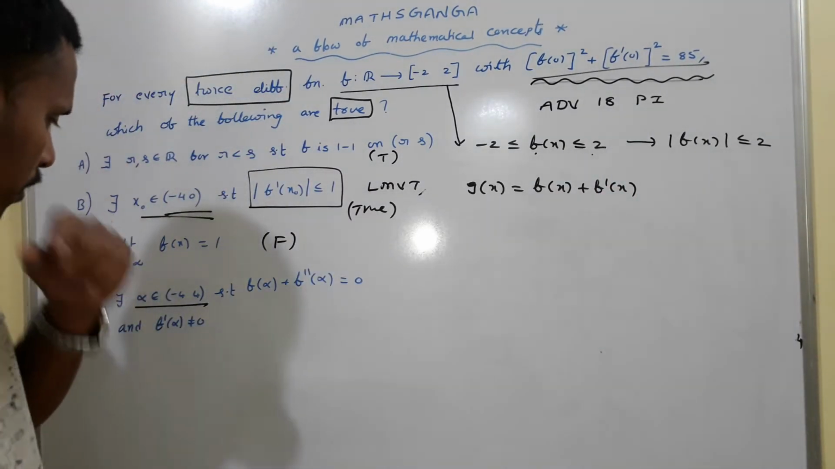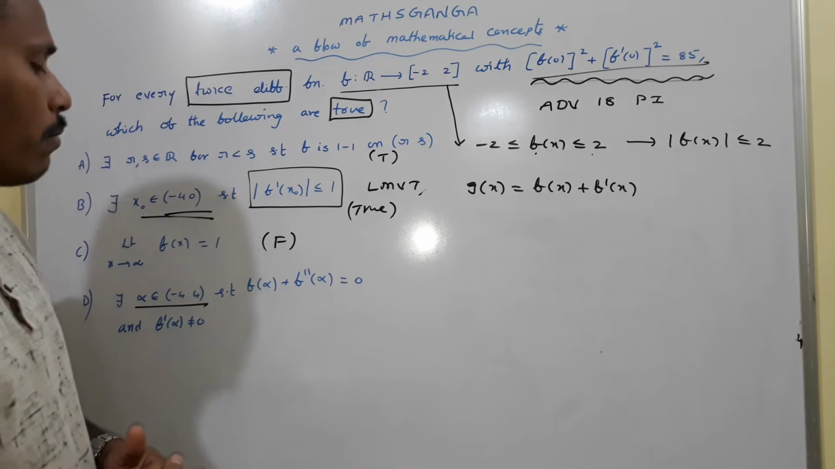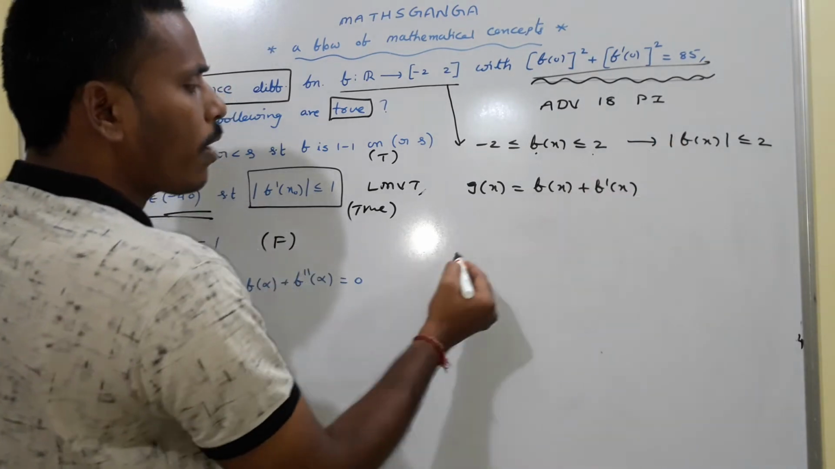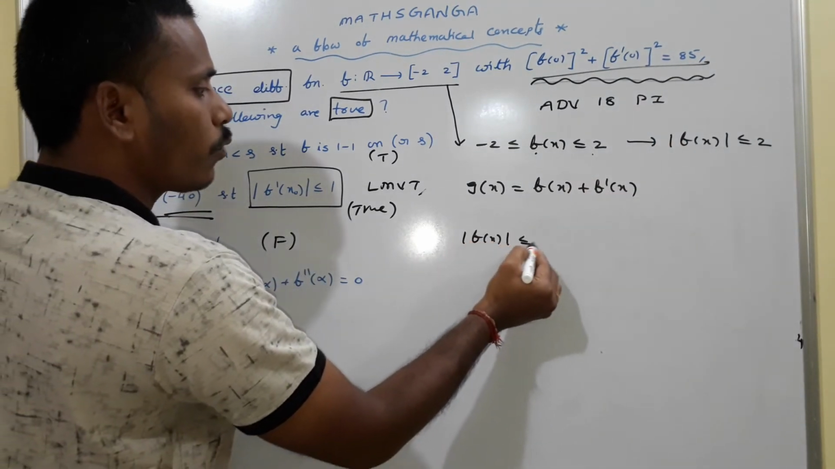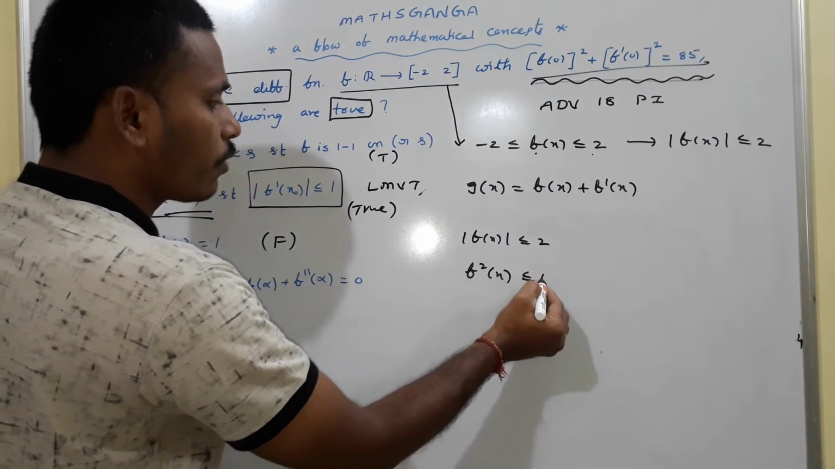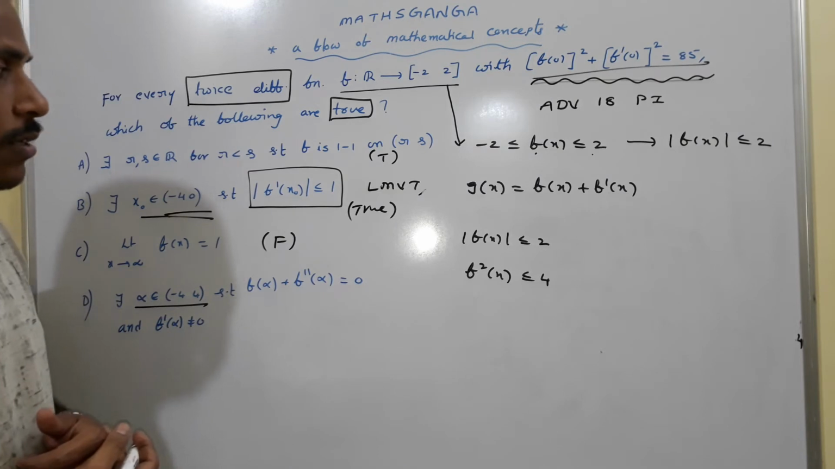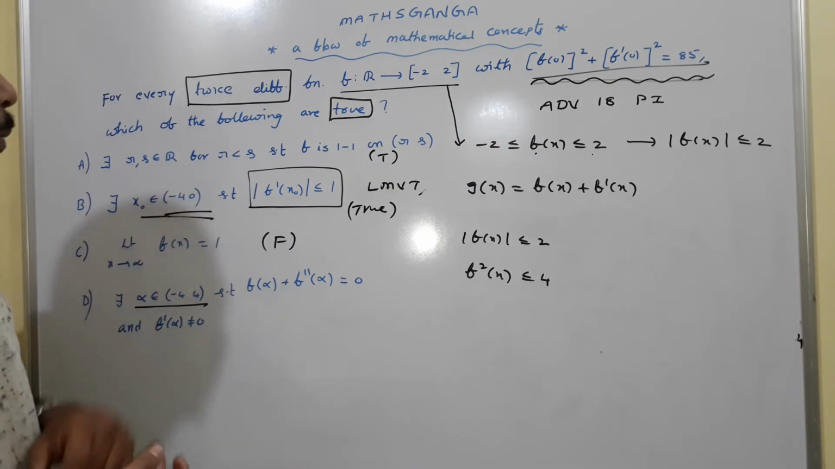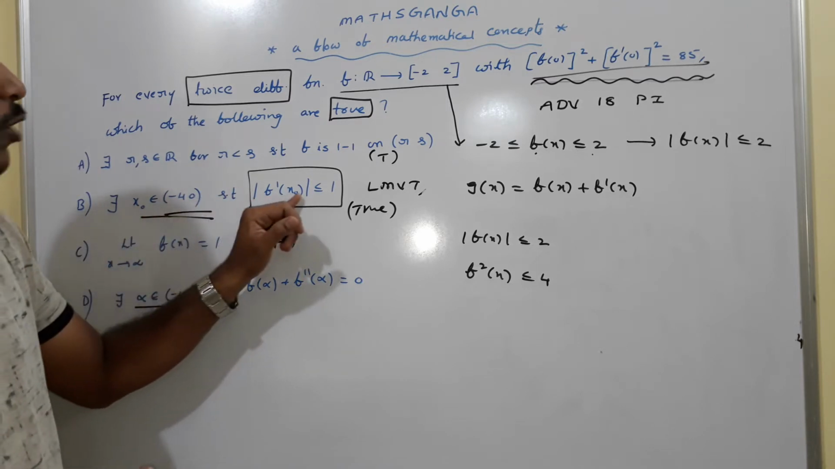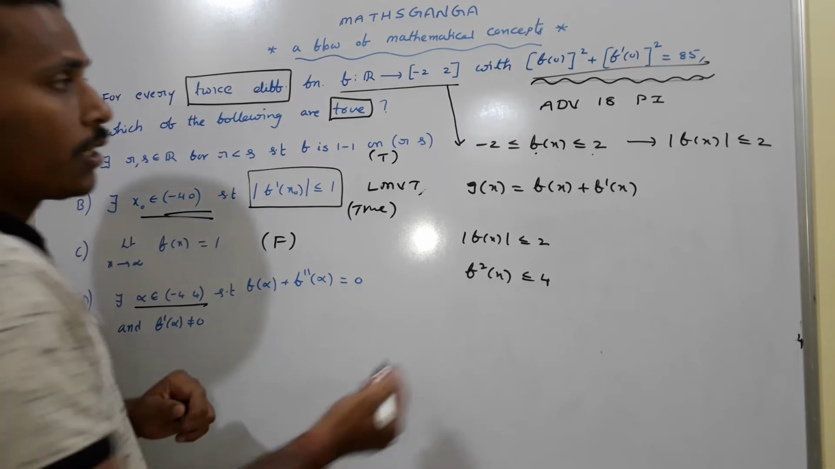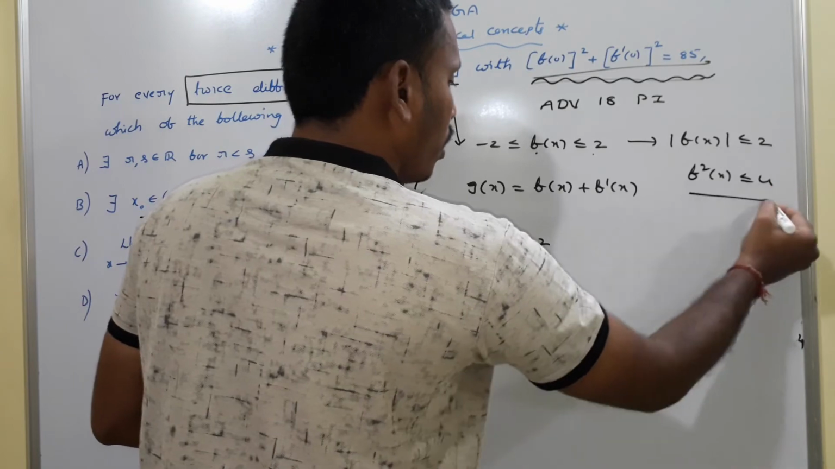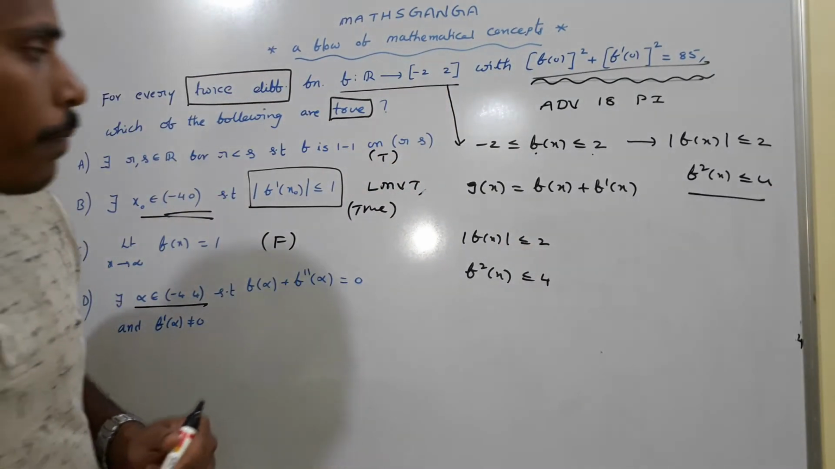Now, to check whether it is true or false, clearly we have that mod f of x is less than or equal to 2. Since mod f of x is less than or equal to 2, f square of x is less than or equal to 4. And we proved in the second option by Lagrange's mean value theorem, for a point in minus 4 to 0, that f dash of x naught is less than or equal to 1 also. Since f square of x is less than or equal to 4, this is true for all the cases.